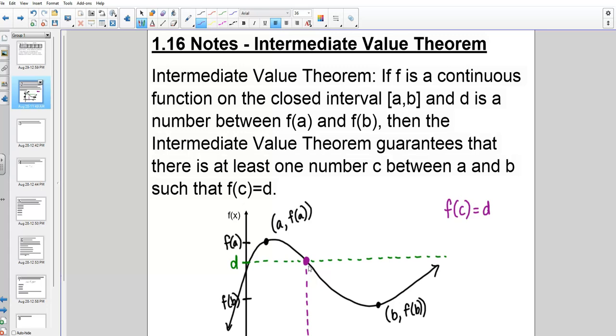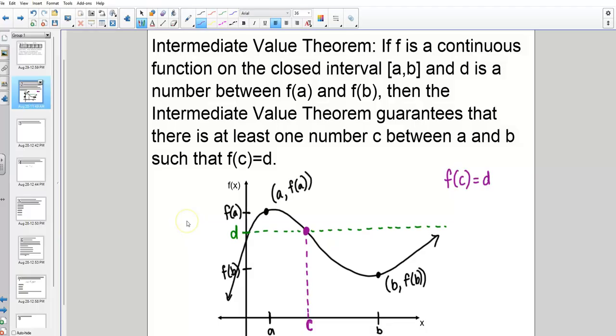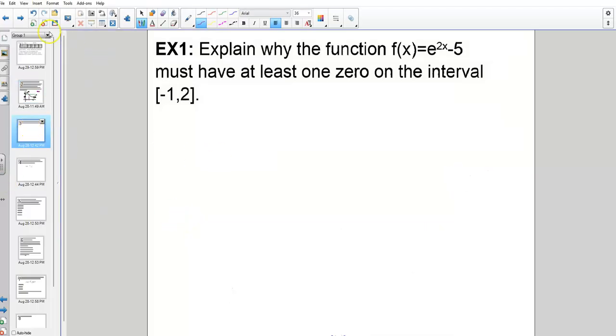Basically, it's just saying if I start off at a lower number and go to the higher number, I have to cross all those numbers in between whenever I'm dealing with a continuous function. So it's a very simple idea. Now let's look at the type of questions that you're going to be asked for these types of things.